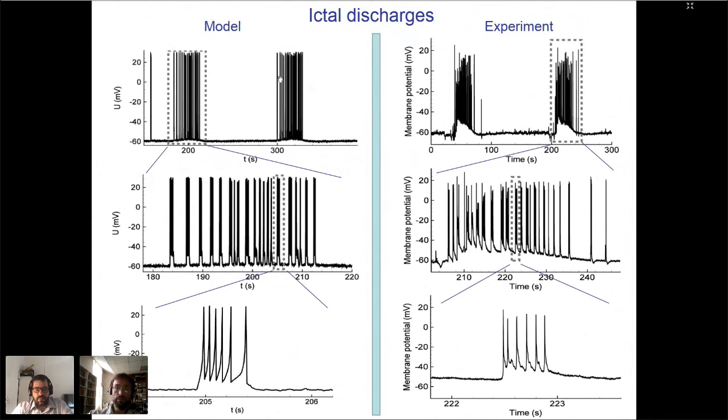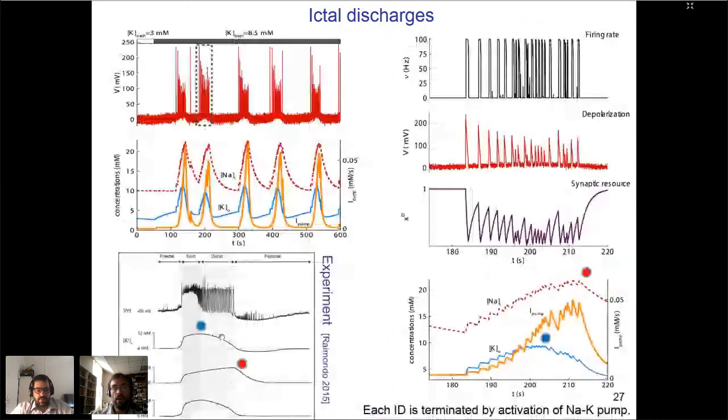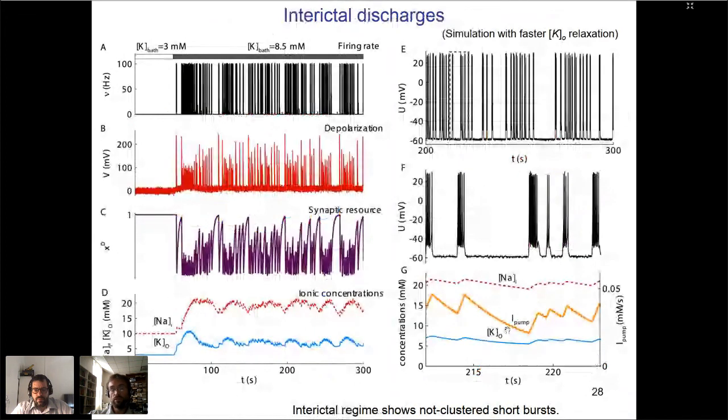So we see repeating ictal discharges. Each discharge is a cluster of interictal-like discharges. Each interictal is a burst of spikes. And what is important is that each ictal discharge is terminated by the sodium-potassium pump. Sodium accumulates during discharge and activates the pump, and the pump cancels the discharge. That is important.